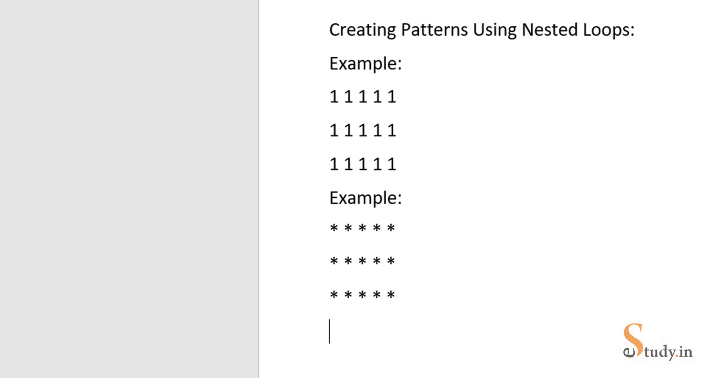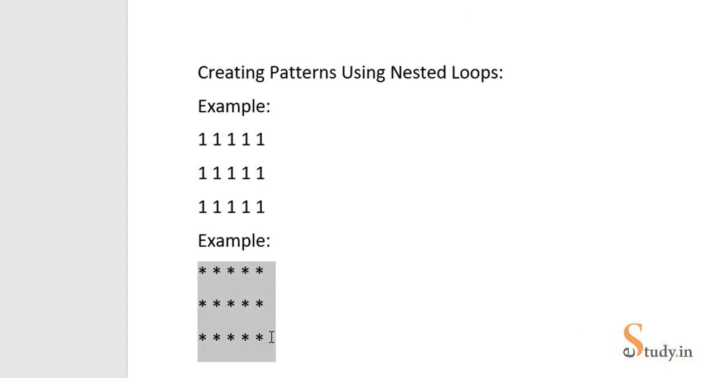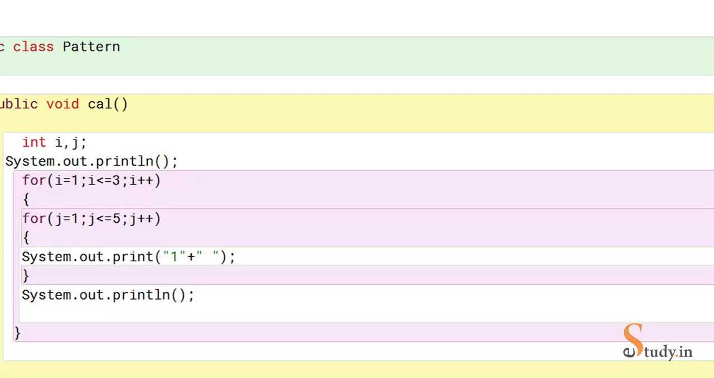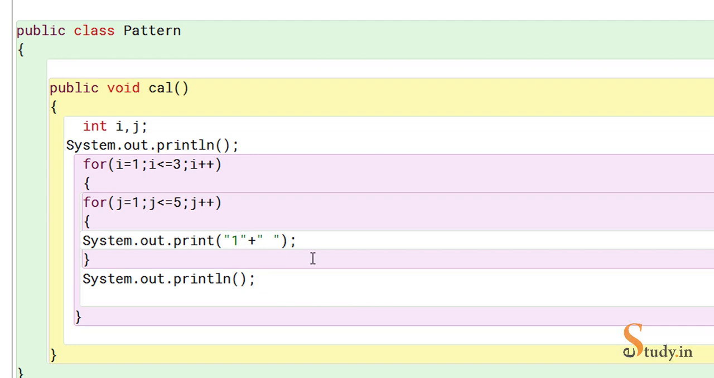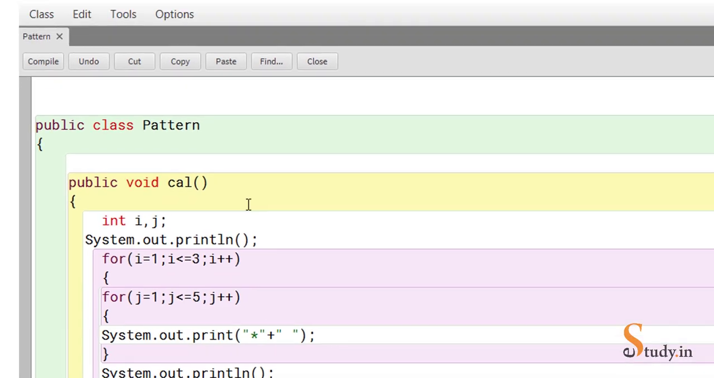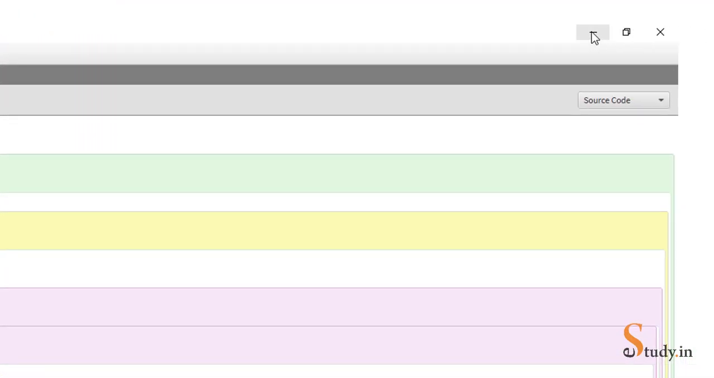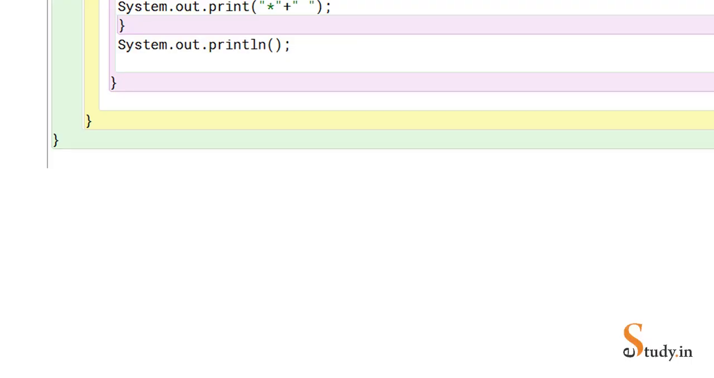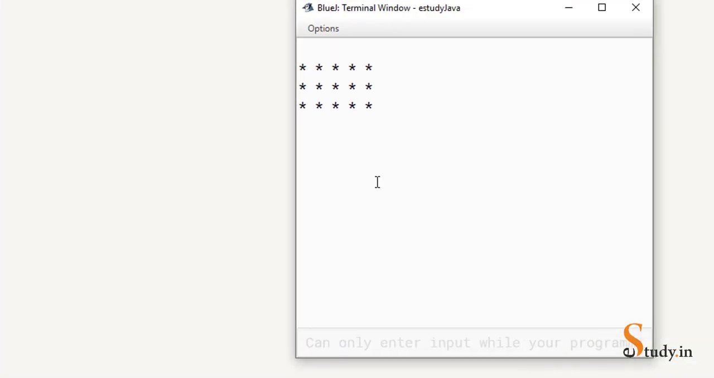Now the second pattern, as you can easily guess, is quite similar to the first one. The only thing is, instead of printing 1, we are printing a star. So all we have to do is, instead of printing 1 here in double quotes, we can print the star symbol. Okay, so when you print the star symbol, compile it, minimize, and let's run it again. New patterns. Okay, right click, void cal, and you see we got these stars.